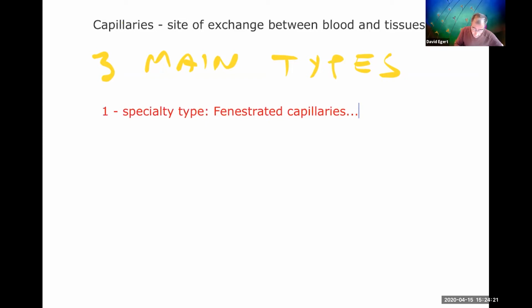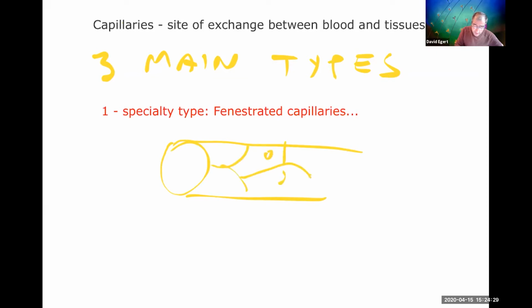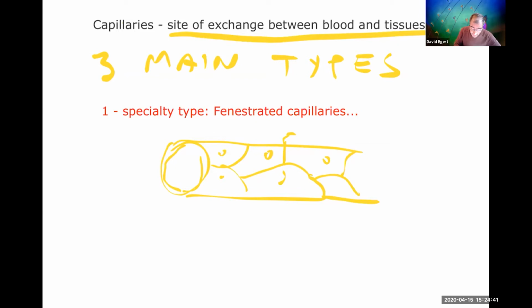In general, a capillary is pretty leaky because it's just made out of simple squamous epithelium, and it has to allow things to move across the walls because its whole job is to exchange things. In a fenestrated capillary, however, they're super leaky. In addition to the normal ways for things to enter and leave the blood, there are all these little pores, or fenestrations.